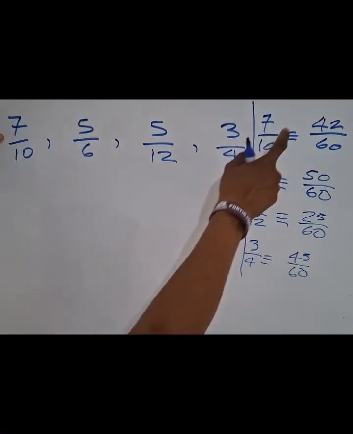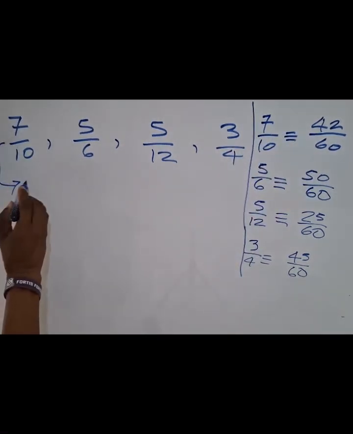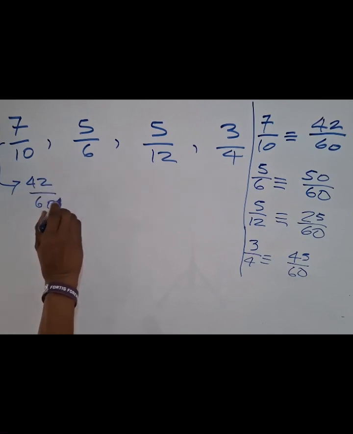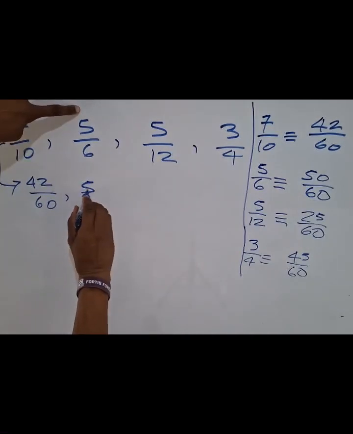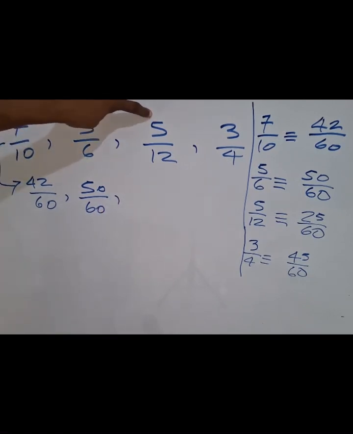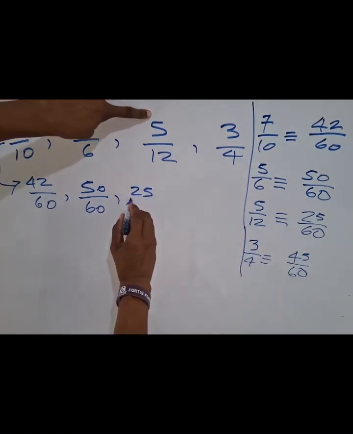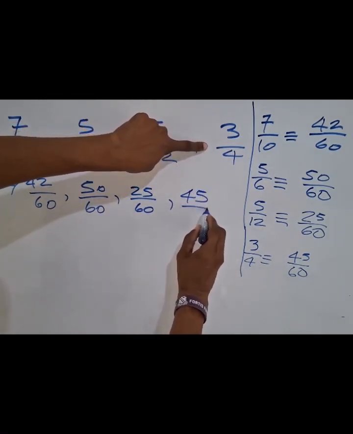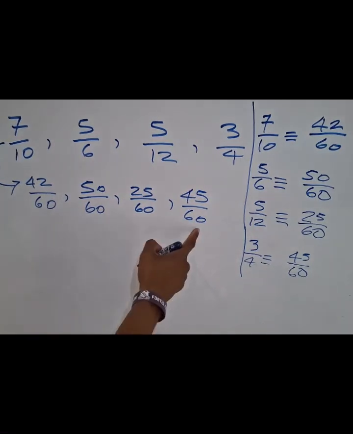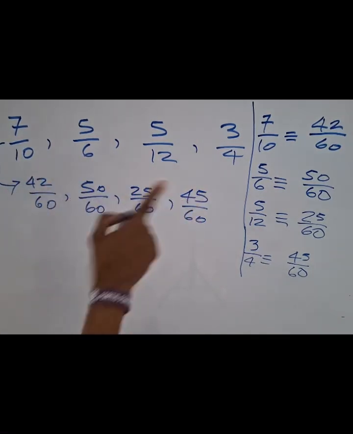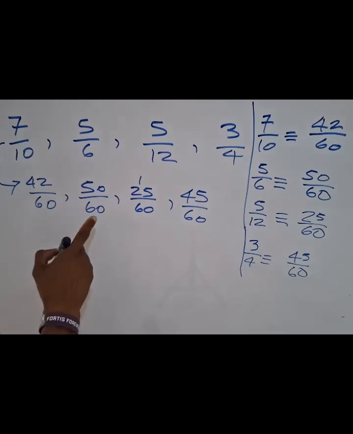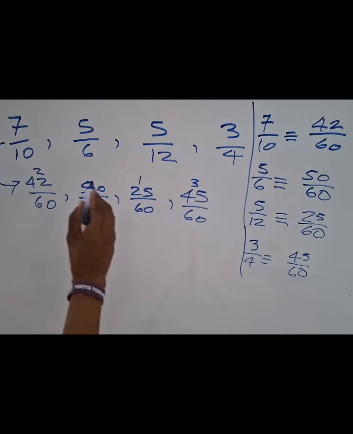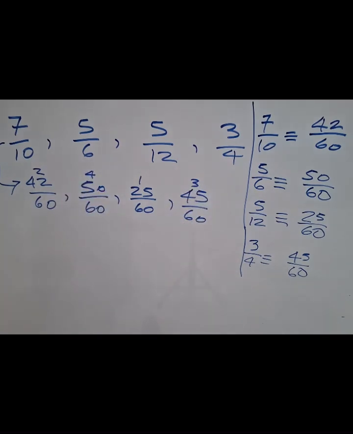So we'll just rewrite these fractions into fractions where the denominator is now 60. So 7 over 10 was 42 over 60. 5 over 6 was 50 over 60. 5 over 12 is 25 over 60, while 3 over 4 is 45 over 60. See, if you realize all denominators are now the same. So we just focus on the numerator. The smallest numerator is 25 over 60. So the smallest one will be 5 over 12.